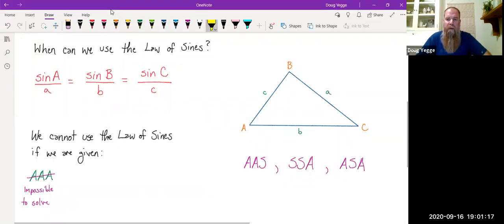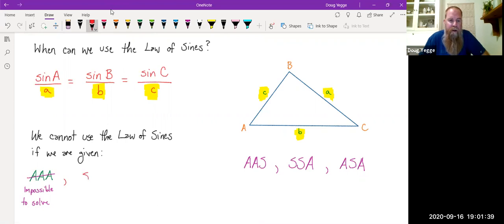So what if we happen to be given all three sides? Side A, side B, and side C. Well, now notice in our formula, that would mean that I would have all of the denominators. But if I have no angle at all, then I have no full ratio. And so if I'm given side, side, side, then I am not able to use the law of sines in order to solve for the missing information.